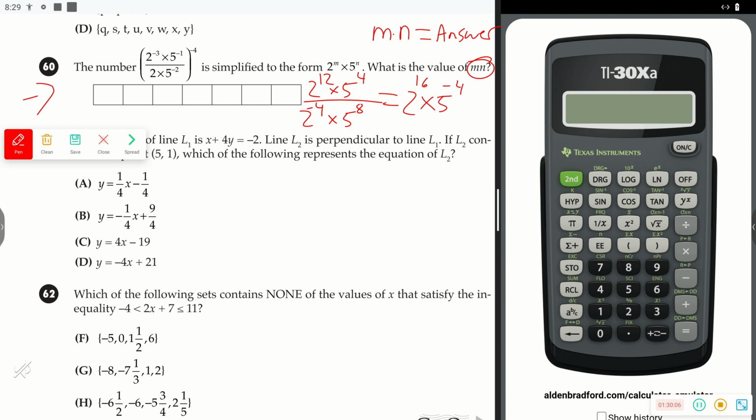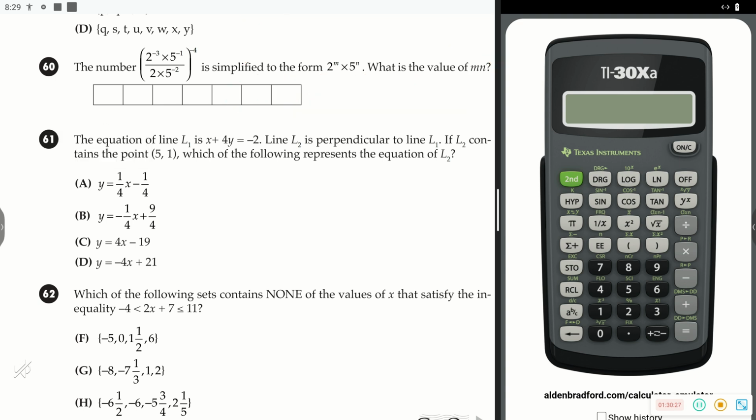So we're going to do 16 times negative 4, right? That's what we're doing. 16 times 2 is 32. So it's going to be negative 64. Negative 64. Let's see if that's the right answer. And indeed, it is the right answer.